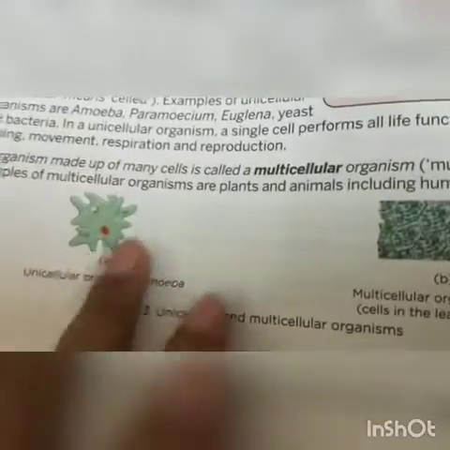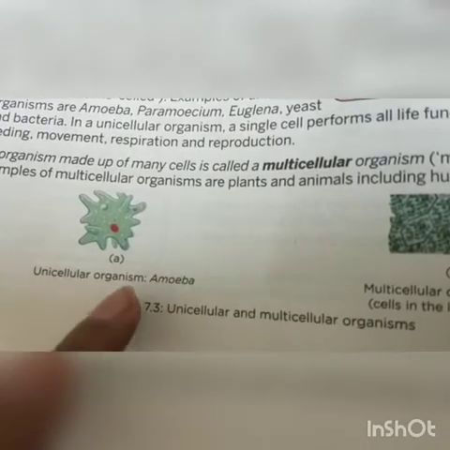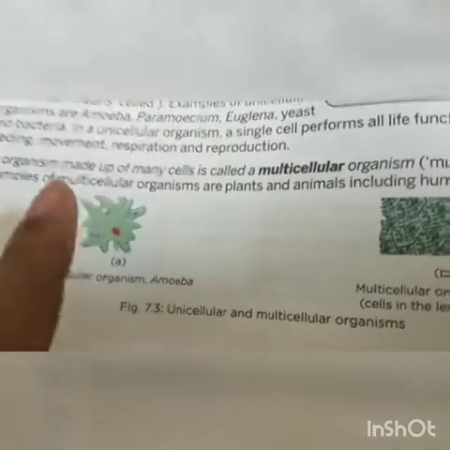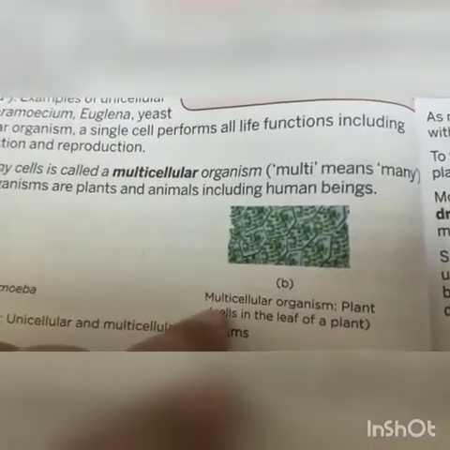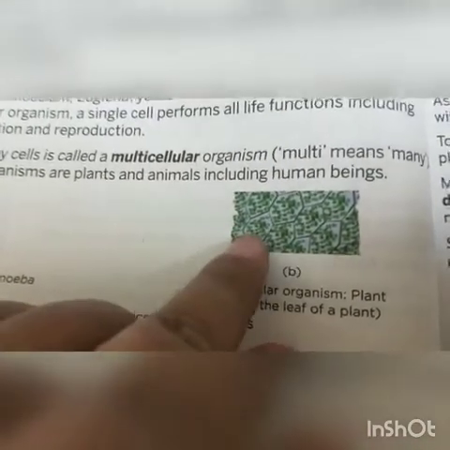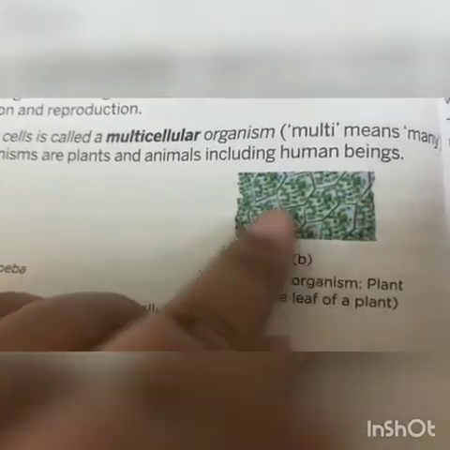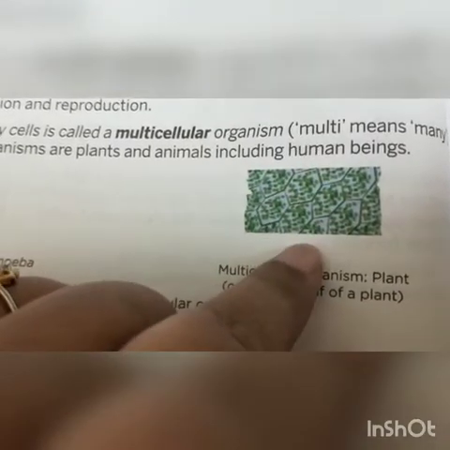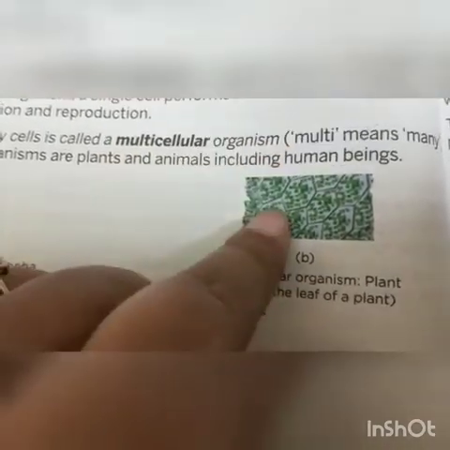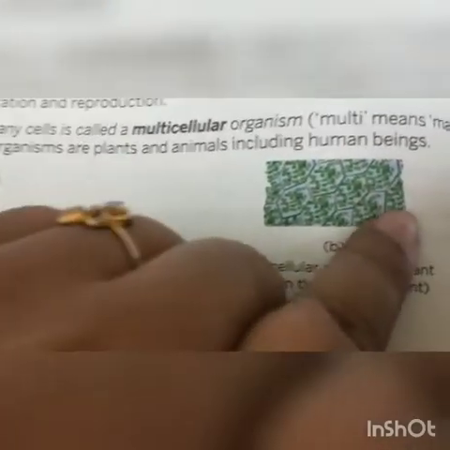Now look, this is the amoeba. It is a unicellular organism, which means the amoeba is made up of only one cell. Here is a multicellular organism, a plant cell in the leaf of a plant. So look here, not only one cell, this is one, this is one, so many cells are there. So it is a multicellular organism. These are only parts of a leaf of a plant, but each contains many cells. That's why it is called a multicellular organism.